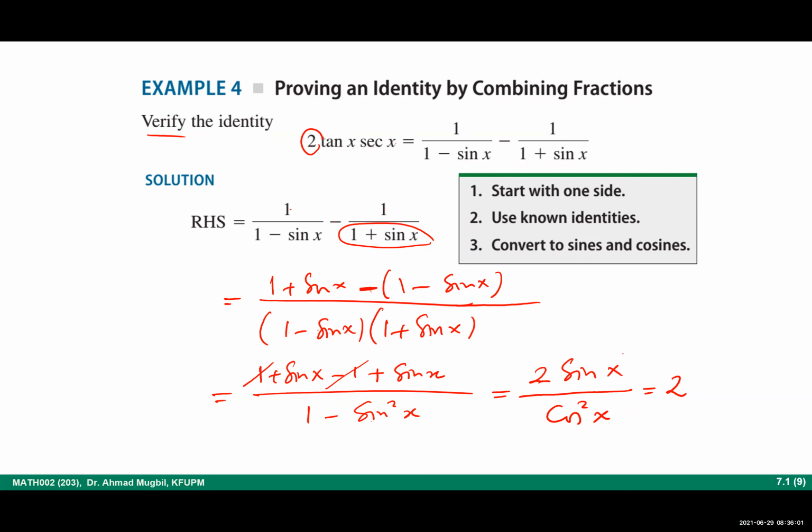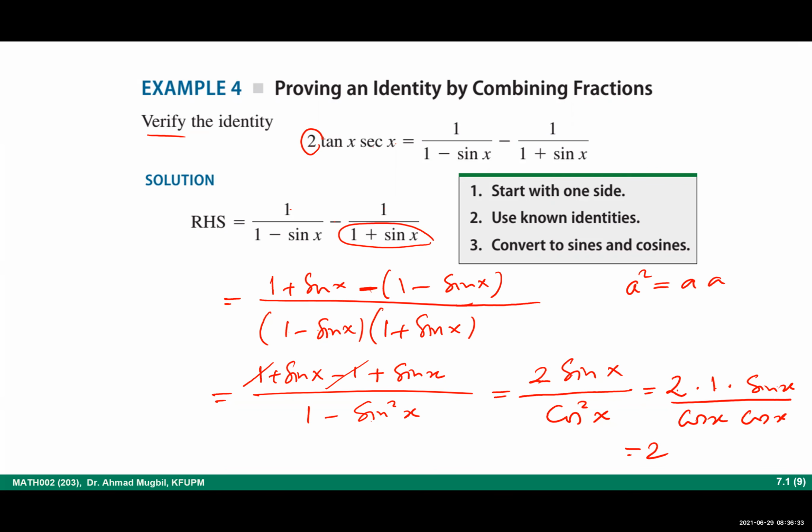This is the 2. Now cosine squared, you know, Shabab, what is a squared? A squared is a times a. So let's write it like this. Here we have cosine x times cosine x. Now this is sine x. So here we have 2 times 1 times sine x. Is that right? 2 sine x is 2 times 1 times sine x. Now this is 2. This is 2.